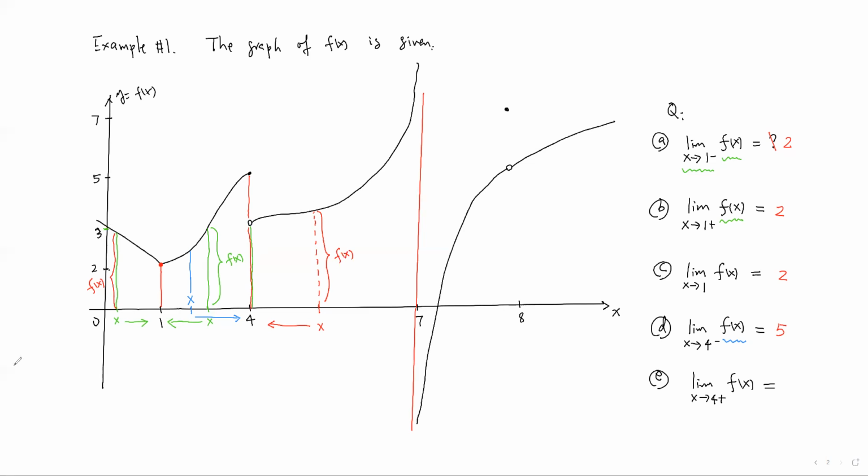So the answer is, as x approaches 4 from the right side, the function approaches the number 3. Number 3 is the height of the open dot. Right. This is part E. A, B, C, D, E, F. Okay, F. How about the both sided limit?